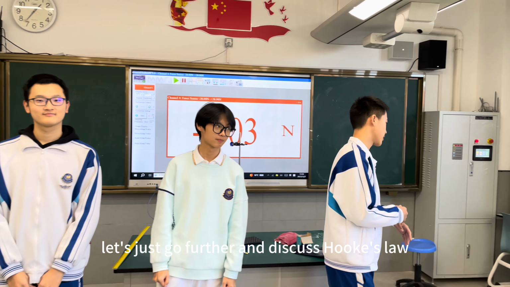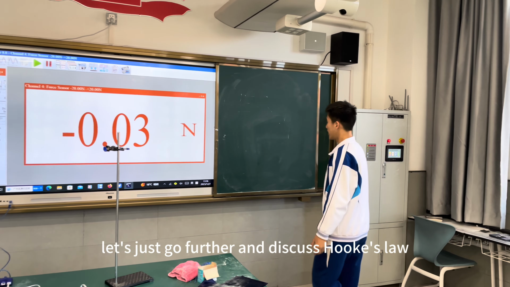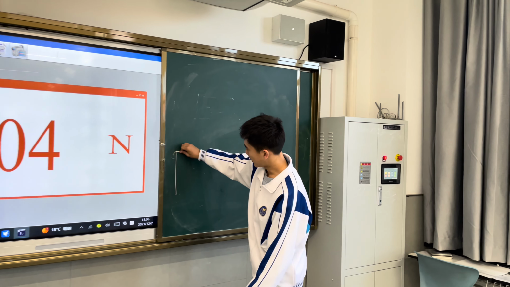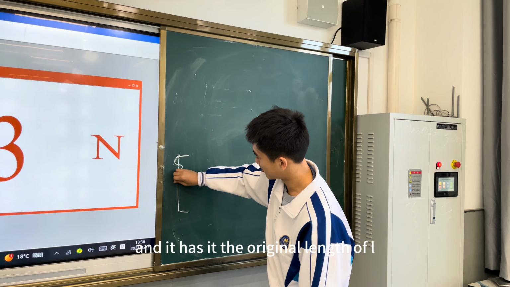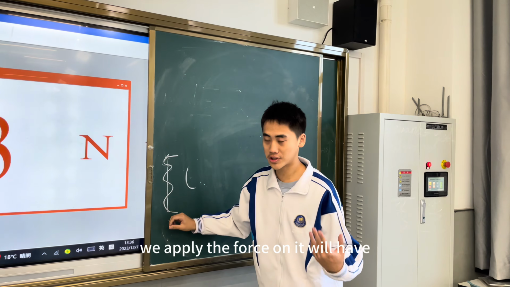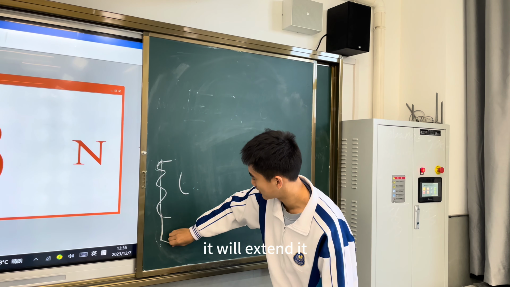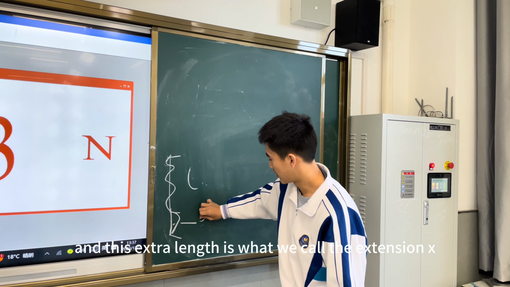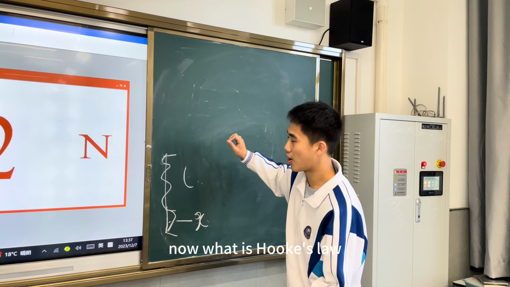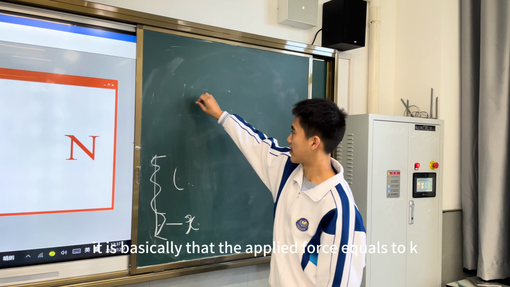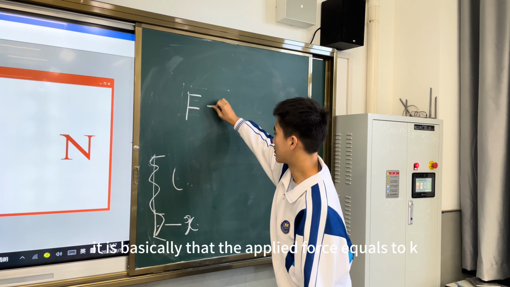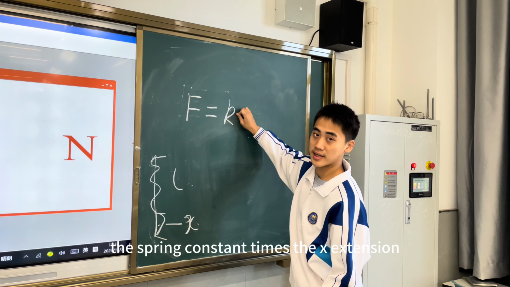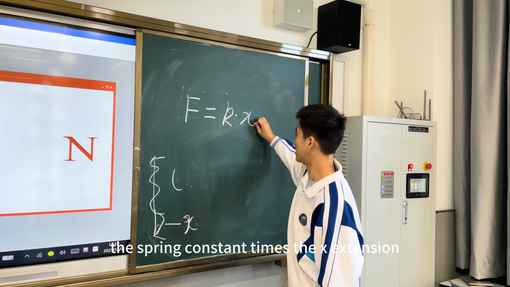Okay, now let's go further and discuss Hooke's law. Suppose there is a spring with an original length of L. We apply a force on it, it will extend, and this extra length is what we call the extension, X. Now, what is Hooke's law? It's basically that the applied force equals K, the spring constant, times the extension X.